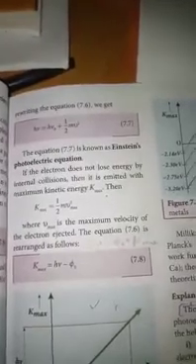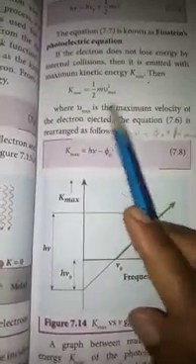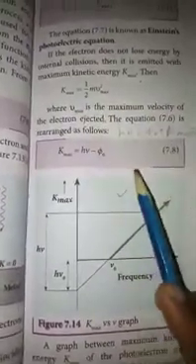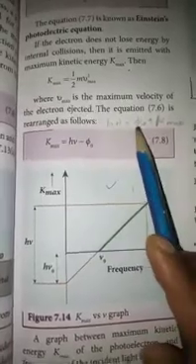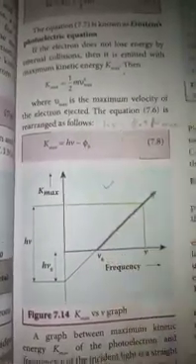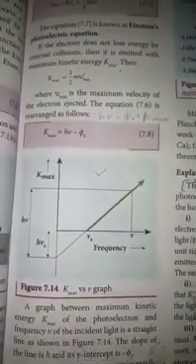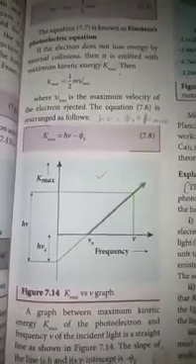That means during the interaction inside the metal, there is no loss of energy. The ejected electron has the maximum kinetic energy, K maximum, and v is the maximum velocity of the ejected electron. So we can write h nu is equal to phi naught plus K maximum. From this, K maximum is equal to h nu minus phi naught. From this we can draw the graph.